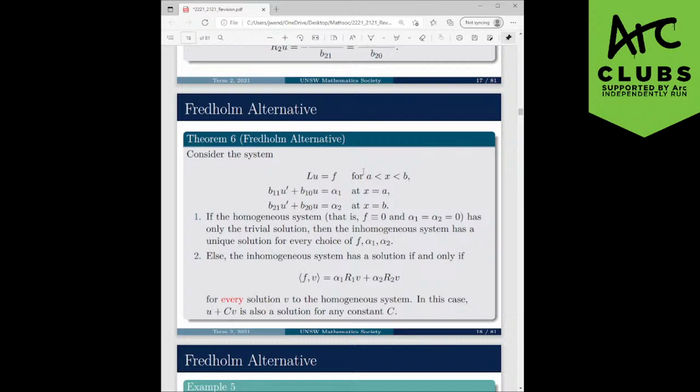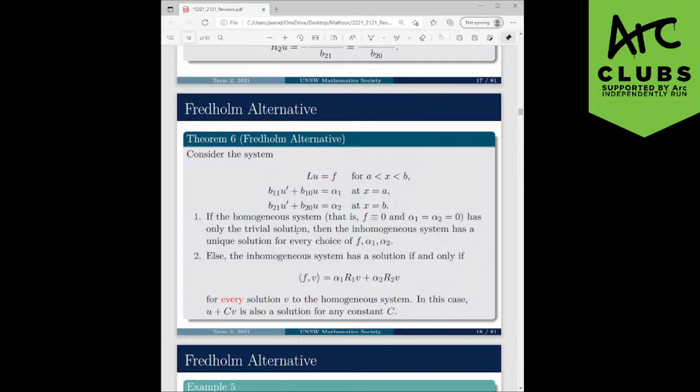You have your boundary operators at x equals a and x equals b. This first part of the theorem, you already know: the fact that if the homogeneous system has only the trivial solution, then your inhomogeneous system has to have a unique solution. What this theorem does is, of course, the other case, if your homogeneous system doesn't have only the trivial solution.